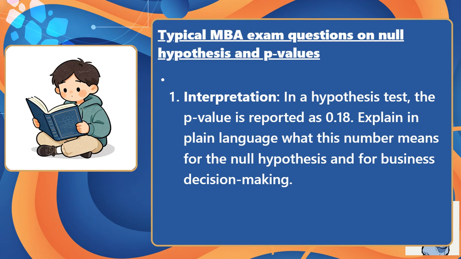5. Interpretation: in a hypothesis test, the p-value is reported as 0.18. Explain in plain language what this number means for the null hypothesis and for business decision making.